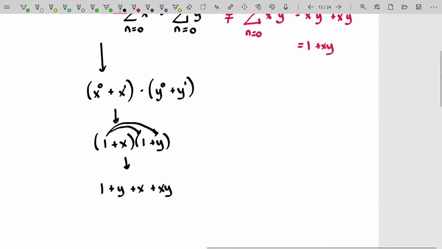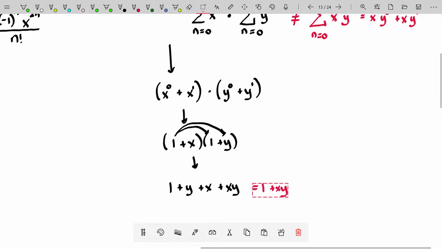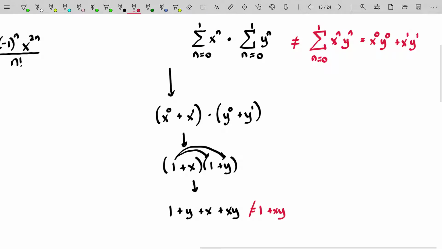I hope you would agree that is completely different than this statement right here. These are not the same statements. So this should be a decent justification as to why a product of power series is not the same as the power series of the product. Kind of weird to say that, but there you go.